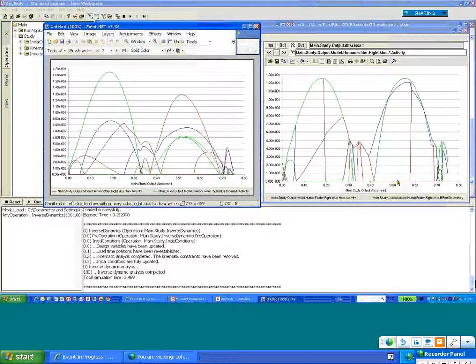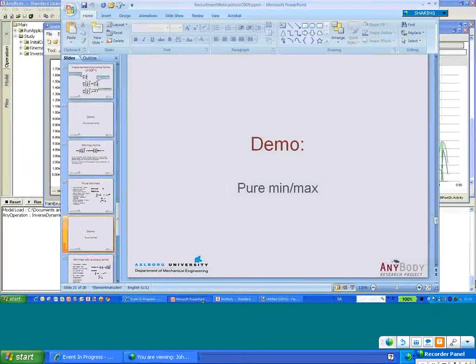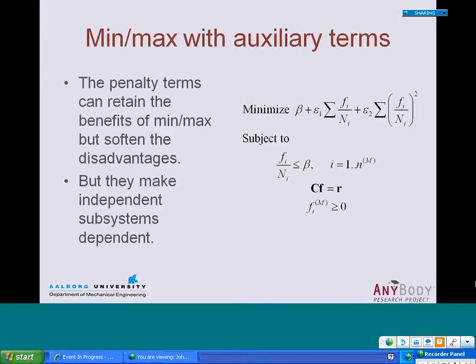So we kind of like this criterion because it is minimum fatigue. It makes sense. But also we don't really like it because it tends to be too hard. It tends to switch the muscles on and off too quickly and in a non-physiological way. So what can we do about that? Let's go back to the presentation and see whether we can get any good ideas.